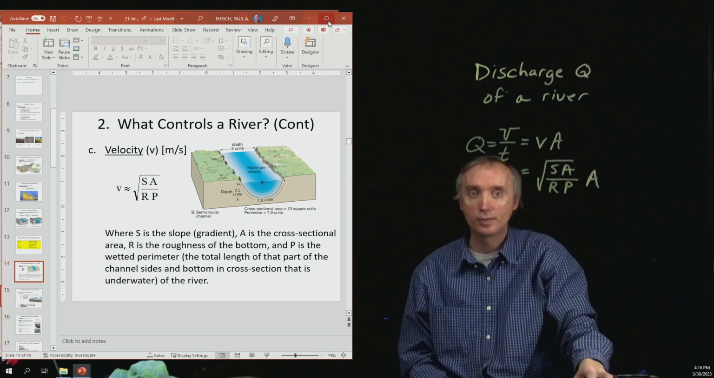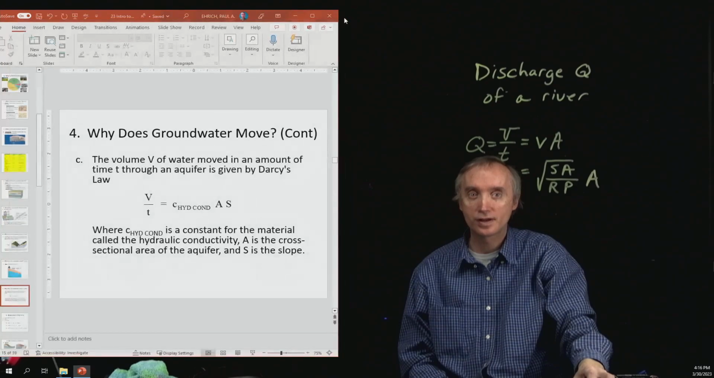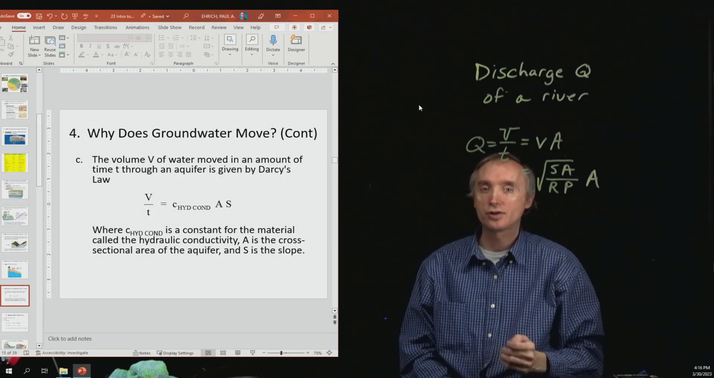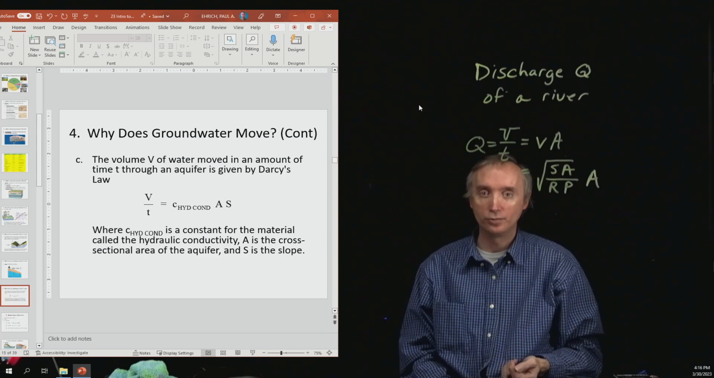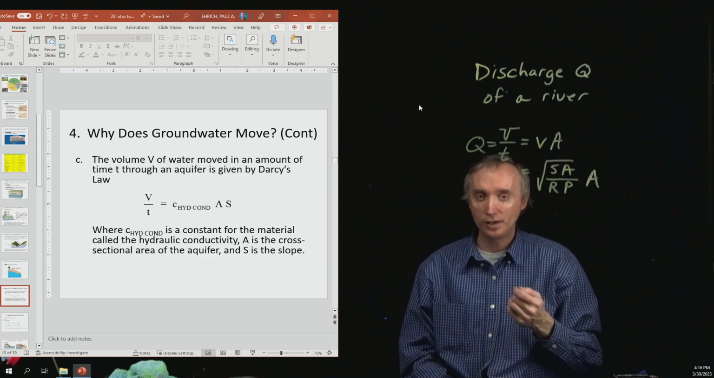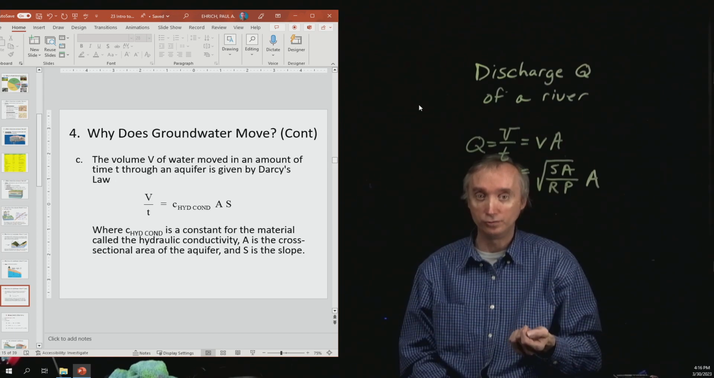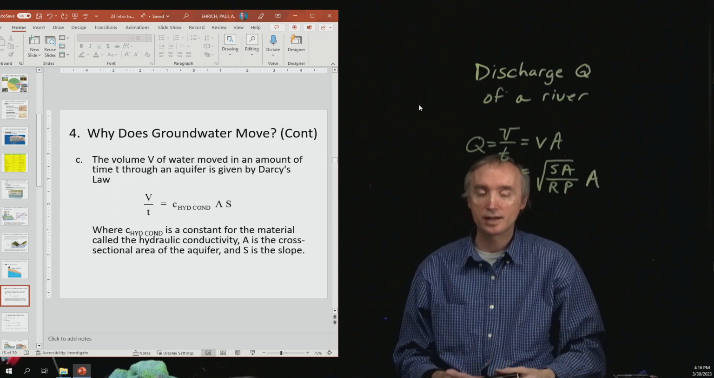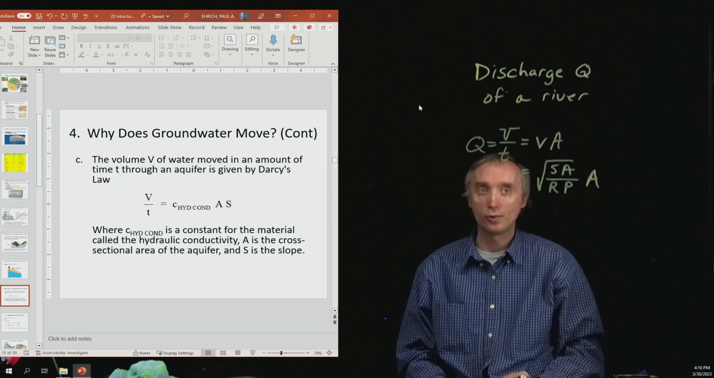Okay, so now we're going to go back to our regularly scheduled lesson here. And now we're continuing to talk about why groundwater moves. So here would be the discharge. This would be the flow rate Q of the water under the ground. And you can see it has a more simple equation.